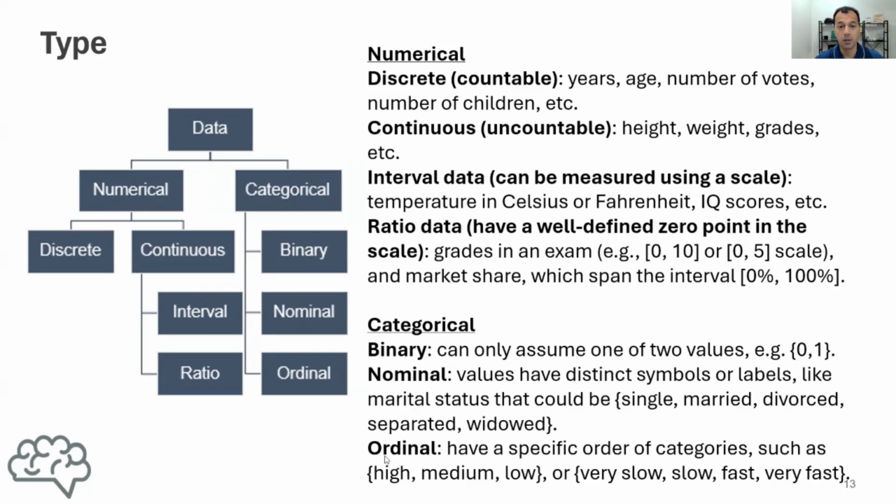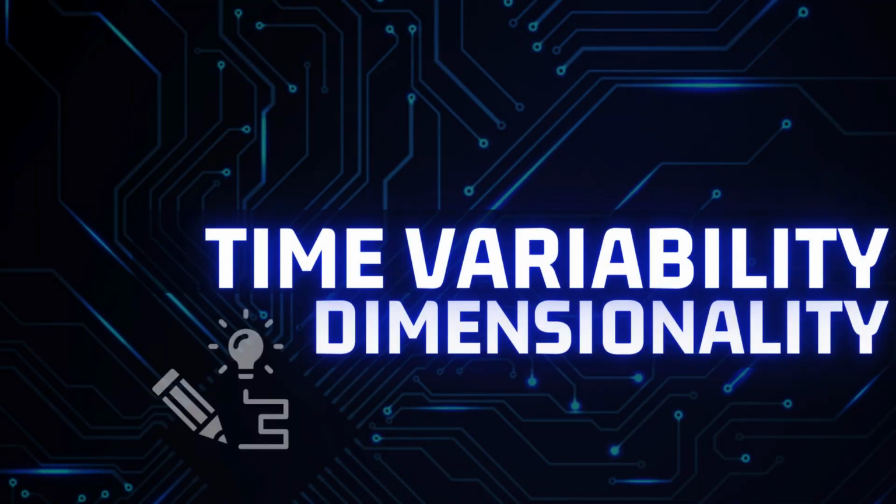And finally, we have the ordinal variables that are those that have a specific order of categories, such as high, medium, low, or very slow, fast, very fast. The important thing here is that there is an order, and this means that high is closer to medium than it is to low. And this is the reason why these variables are called ordinal variables.